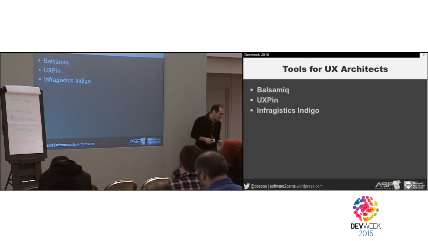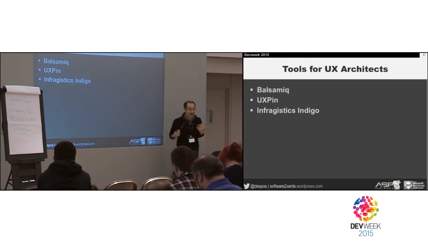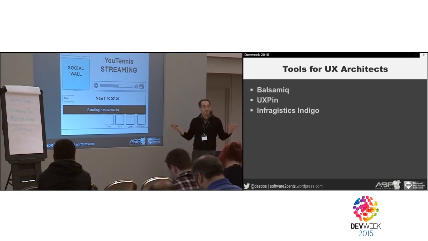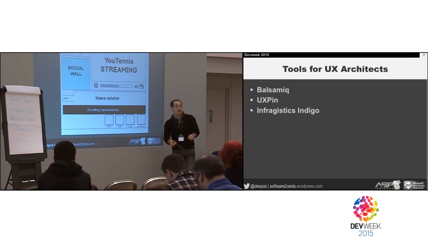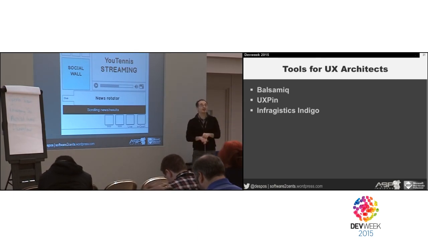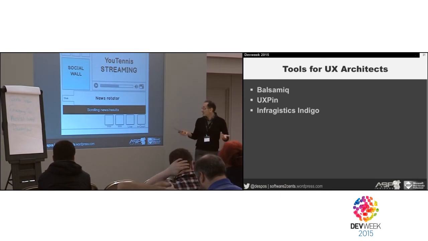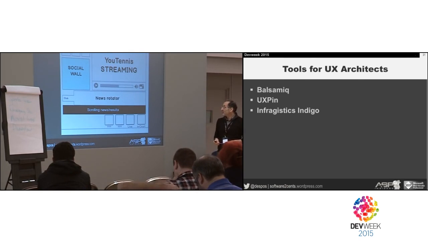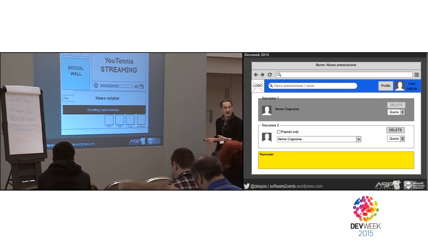Balsamiq, UXPin, and Infragistics Indigo are three software tools, the three I know, that are useful for UX architects essentially to produce things like this, wireframes. This is Balsamiq. It takes drag and drop and a very quick time to produce something that, well, it's nice to see and transmits exactly the sense of the user interface. It's a good currency to use to talk to users, yet it's not specific. It's not a mock-up. So it leaves a lot of room for external web designers to showcase their creativity. Balsamiq is a tool that I really love. It's very simple to use, and the personal license costs something like $100.